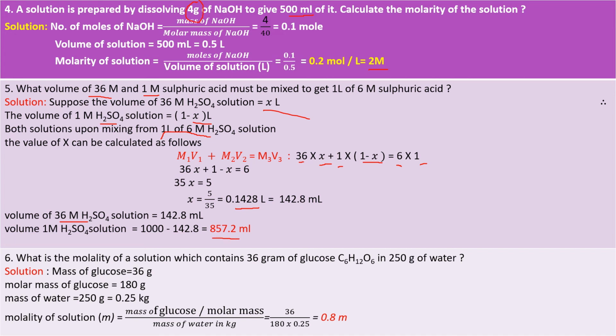Now the next is, what is the molality of solution which contains 36 gram of glucose in 250 gram of water? So mass of glucose is given 36 gram. Molar mass of glucose we calculate 180 gram. Mass of water is given 250 gram, converted into kg, that is 0.25 kg. Now the formula of molality is mass of solute divided by its molar mass into 1 upon mass of water in kg. By putting all the values, the answer is 0.8 mole.